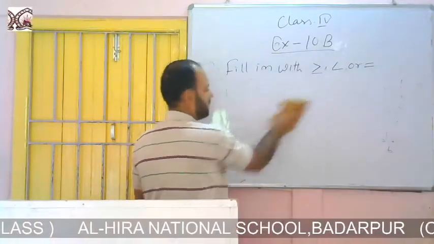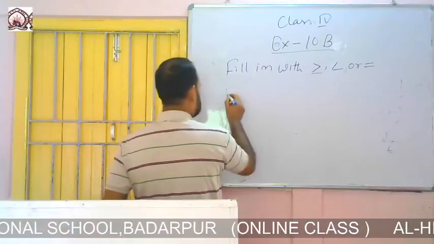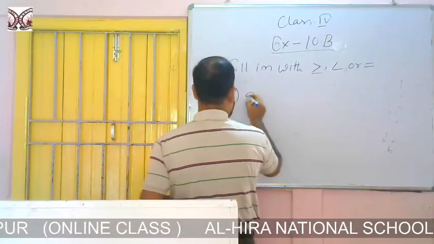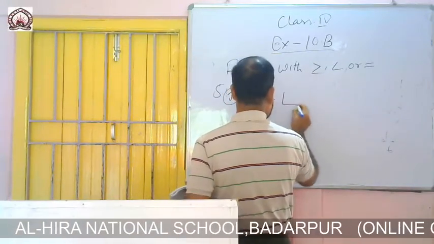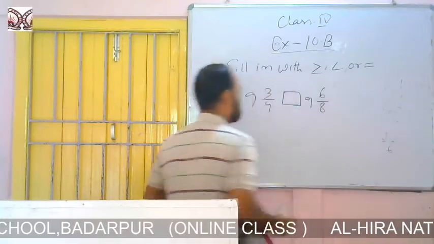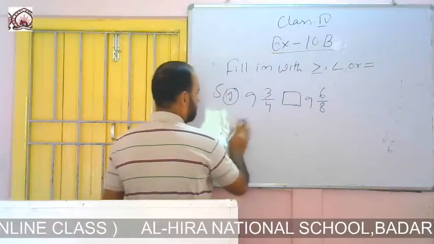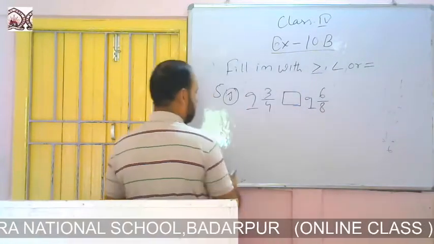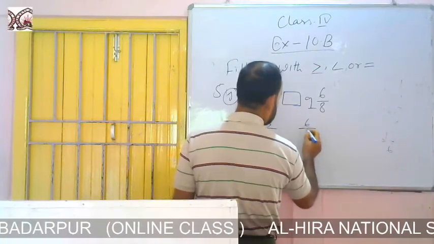Next question, 5J. 9 3 by 4, box, 9 6 by 8. So here first we compare the integral part. Here the integral part is 9, here also 9, both integral parts are the same. Now we compare fractional parts. Here 3 by 4, here 6 by 8.